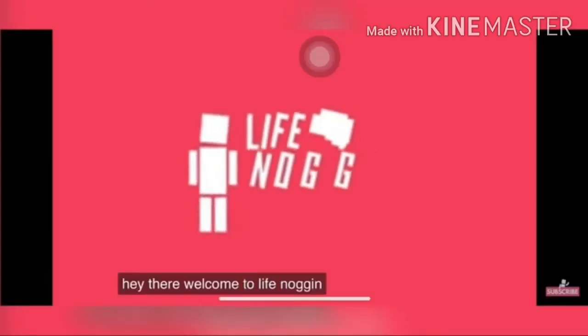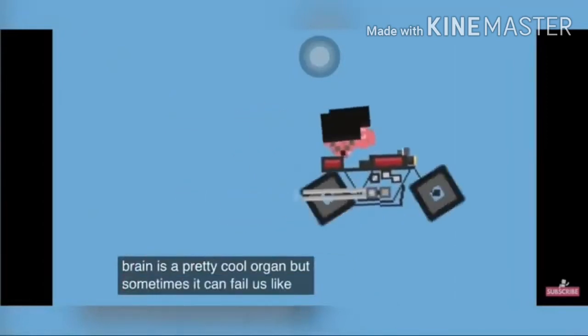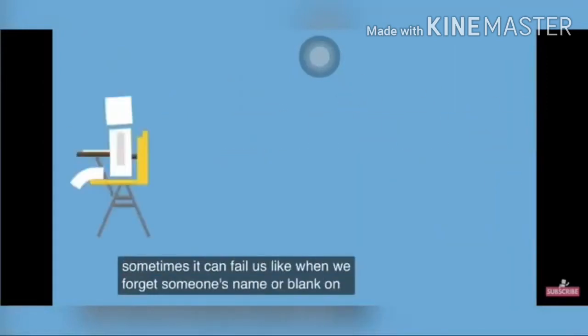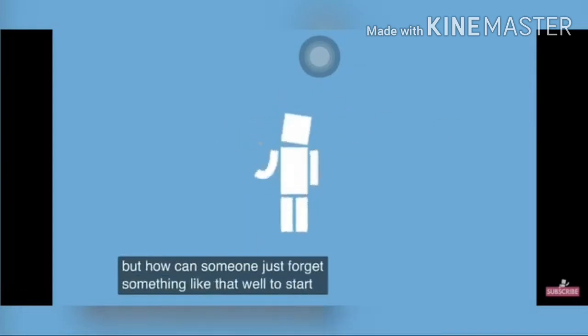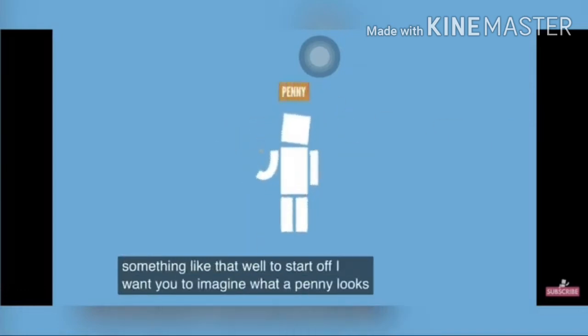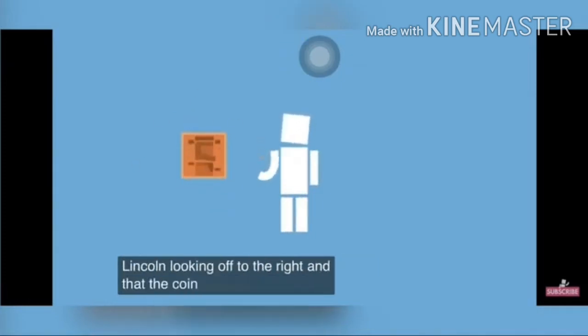Welcome to Life Noggin. The brain is a pretty cool organ, but sometimes it can fail us, like when we forget someone's name or blank on a test. But how can someone just forget something like that? Well, to start off, I want you to imagine what a penny looks like. You're probably imagining Abraham Lincoln looking off to the right and that the coin is copper.